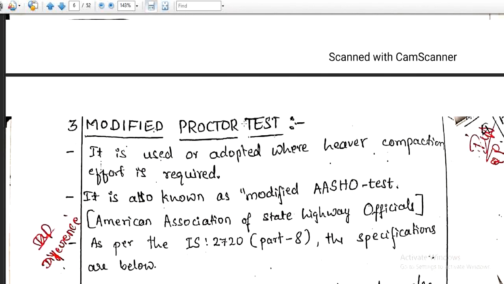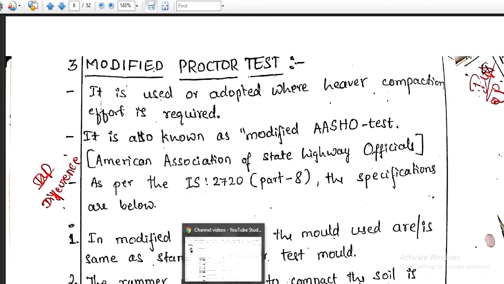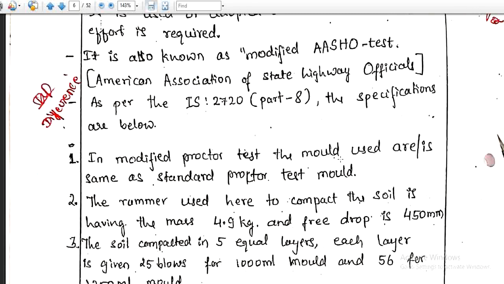So what is that modified compaction test? Every procedure will remain the same. It is also known as the modified AASHO test, that is American Association of State Highway Officials. So the modified Proctor test is also known as the modified AASHO test. In the modified Proctor test, the mold used is the same as in the standard Proctor test. So the diameter and height of the mold are the same.